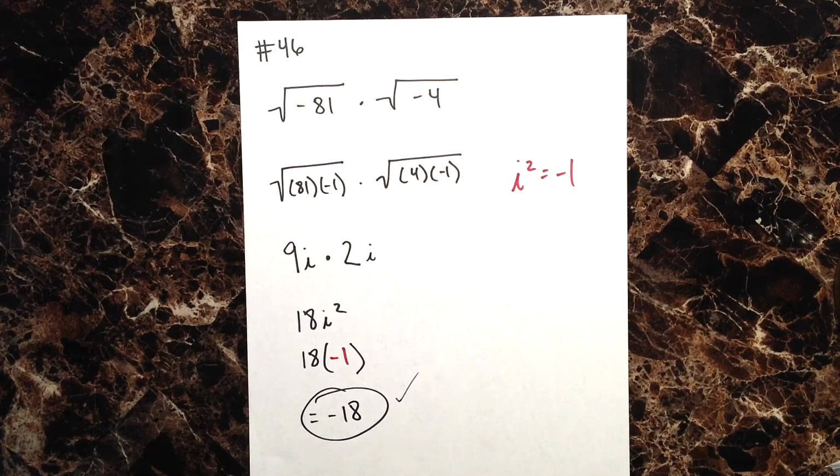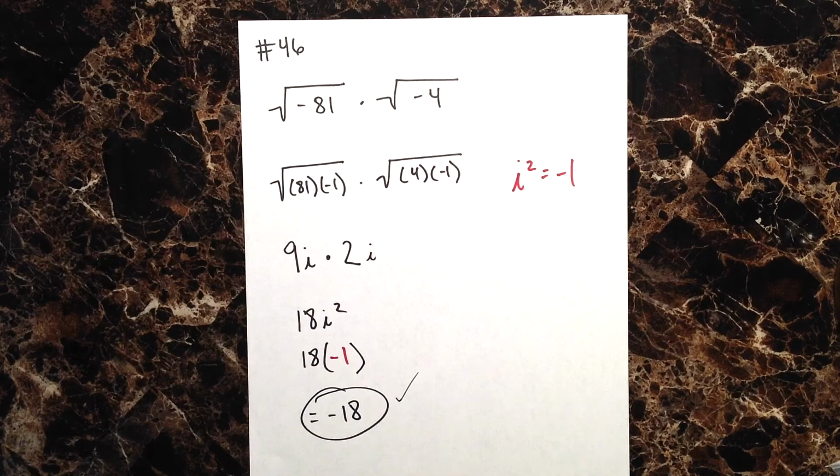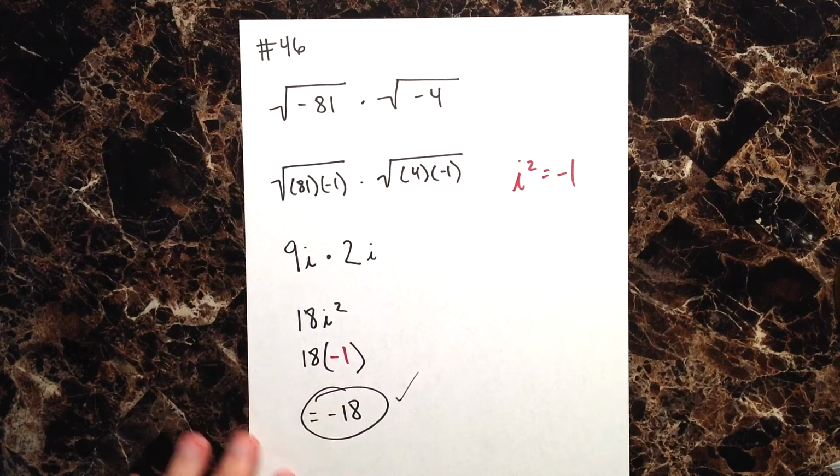All right, so that would be my recommendation. I would break each of these radicals down to your positive times a negative 1 so that you can easily see what comes out of the radical. So we have perfect squares in both of these being 81 and 4, and then of course the square root of negative 1 comes out as i. And so we have 9i times 2i gives us 18i squared. And when we replace the i squared with a negative 1, we have 18 times negative 1, giving us negative 18. All right, that was 46.